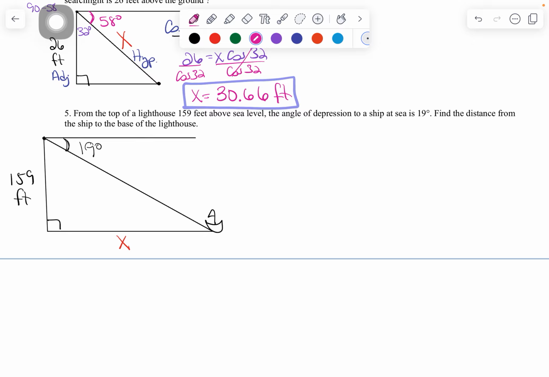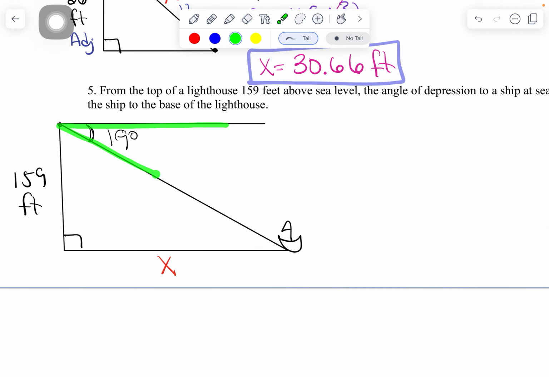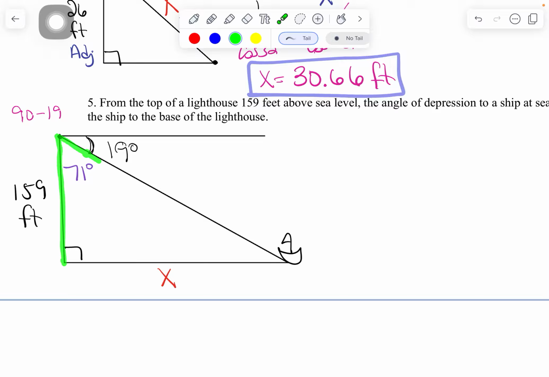Okay, so same thing we did in the last problem. This angle of depression plus this acute angle inside the triangle are complementary. They add up to 90 degrees. So if I take 90 minus 19, let's see, 90 minus 18 should be 72, so 90 minus 19 is 71 degrees. Okay, now I can use this triangle because I know this acute angle.